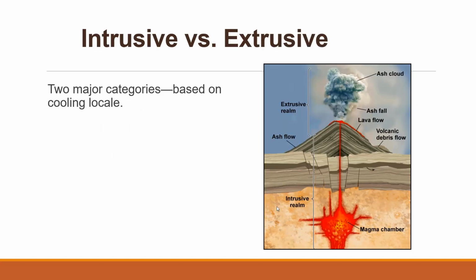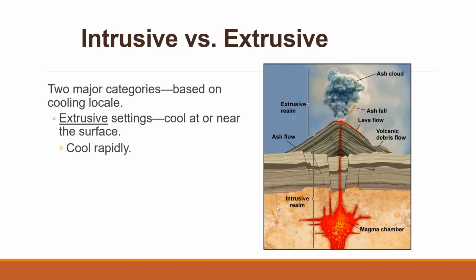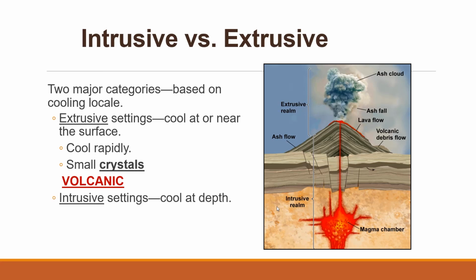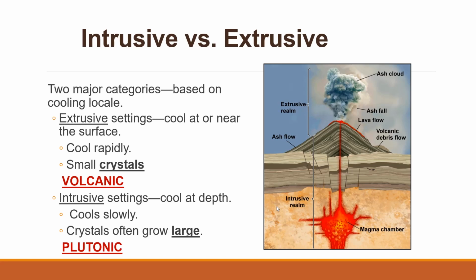And then you have these two settings. Extrusive settings will be near or at the surface. Extrudes, it's going exterior to the earth. They cool rapidly, with smaller crystals; these are volcanic rocks. Intrusive settings will cool at depth, so it's intruding, it's inside the earth. It cools slowly, the crystals have a chance to grow large, so these are plutonic rocks.